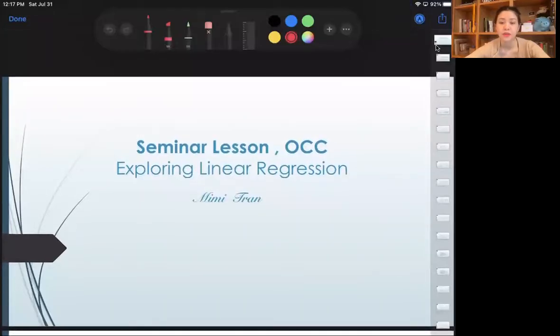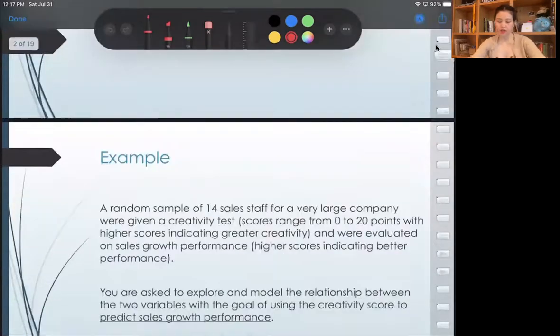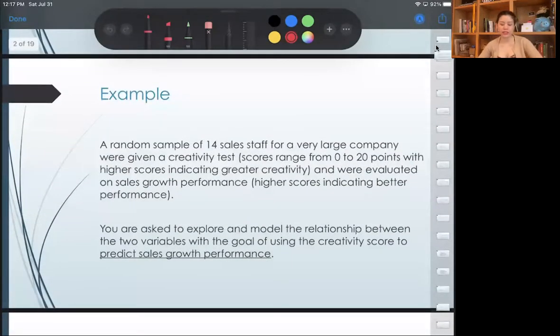Hello. Today in our lesson, we're going to go through some examples of exploring linear regression. Okay, so let's begin with the example.